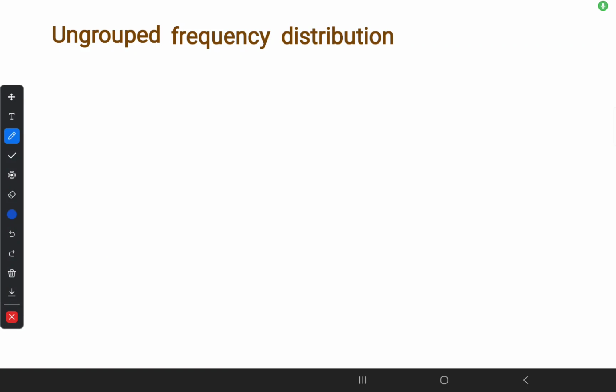Ungrouped frequency distribution. I have the weights of several students in grade 9. Some of the students are 42 kilograms. Okay, I'll take some random measurements.